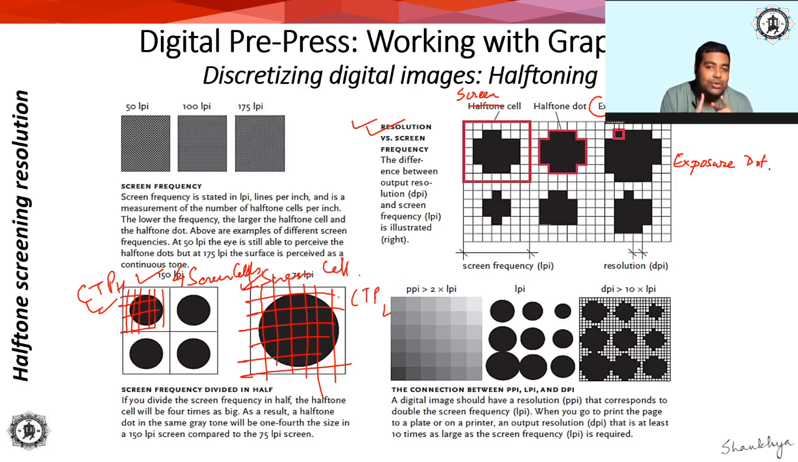Screen cell, I told this concept in the earlier lecture also, so if you had some confusion there, try to clear that up. Because I told you, if the CTP's resolution is high, then the screen cell will become smaller and smaller. The more the resolution of the CTP, the smaller the screen cell, so that might get a little confusing. Now try to listen carefully to what I'm telling you.